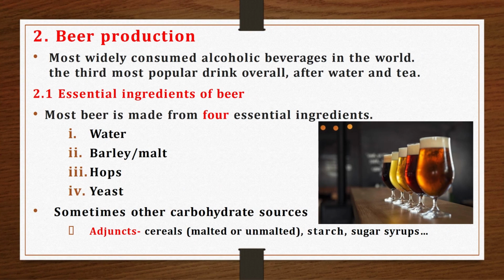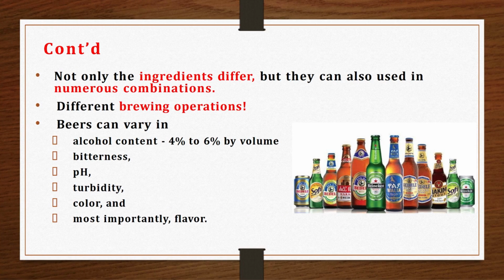Moving forward, let's talk about beer production itself. Beer is the most widely consumed alcoholic beverage in the world, and incredibly, it's the third most popular drink overall after water and tea. Now, what goes into beer? The essential ingredients. Most beer is made from 4 key components: 1. Water. 2. Barley or malt. 3. Hops. 4. And yeast. Sometimes, other carbohydrate sources called adjuncts are used, such as cereals, whether malted or unmalted, starch or sugar syrups.